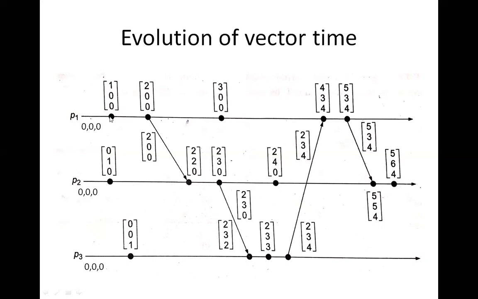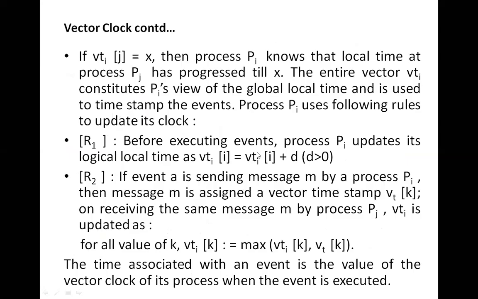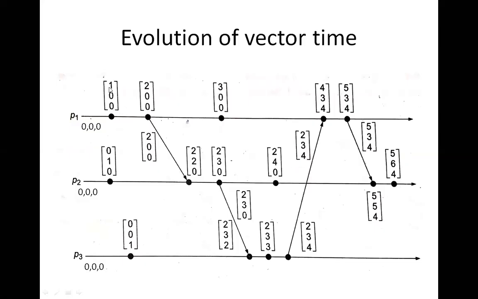And after this event, the second event occurs in P1, and it is going to update by rule number 1, by 1. Since the first component of this vector represents the events happening in the P1 process, 1 will become 2, and the rest will remain as 0.